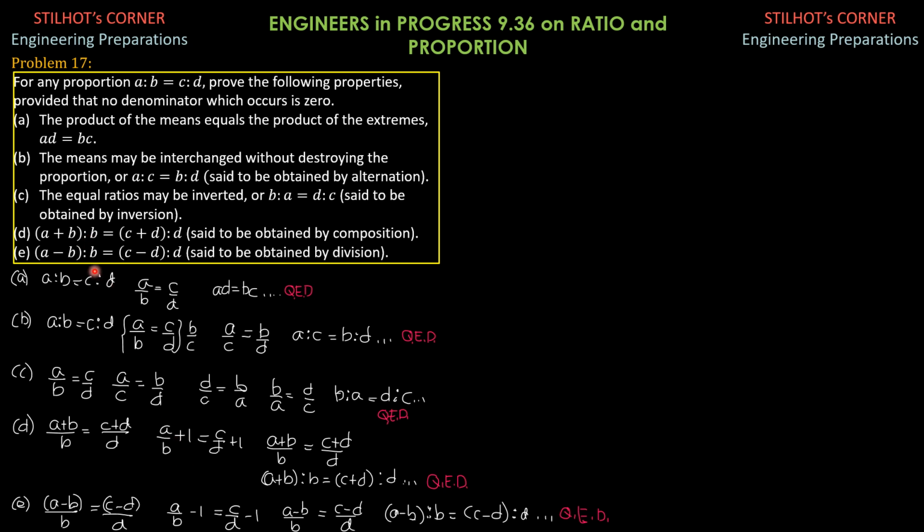Then finally, instead of adding 1 to both sides, we subtract 1 from both sides. So let us show that this is the ratio by division. So a over b minus 1 equals c over d minus 1 from the original statement here. So we simplify this into a minus b over b equals c minus d over d. So that's the statement.